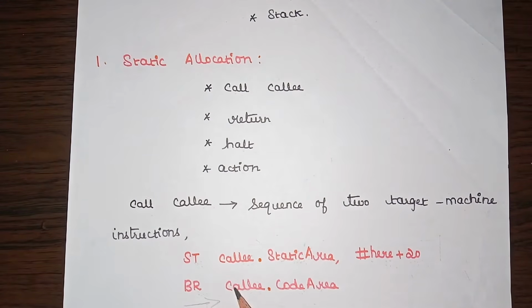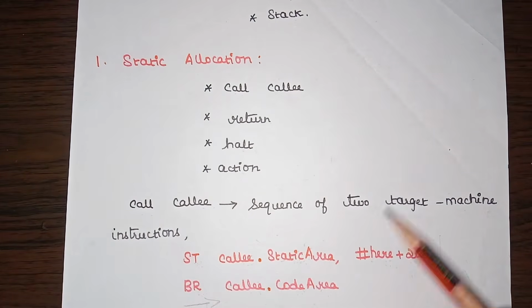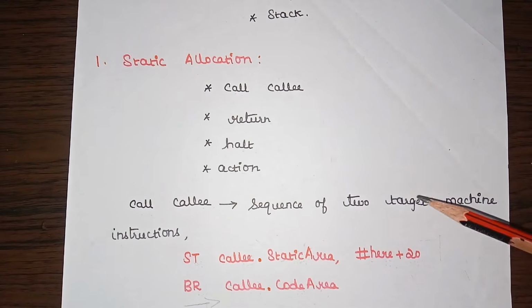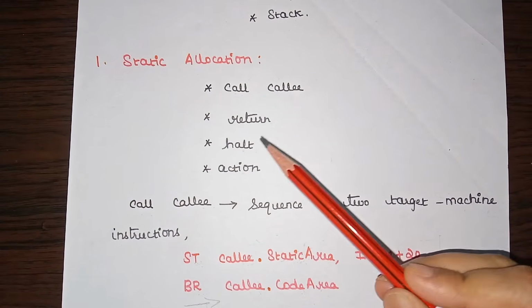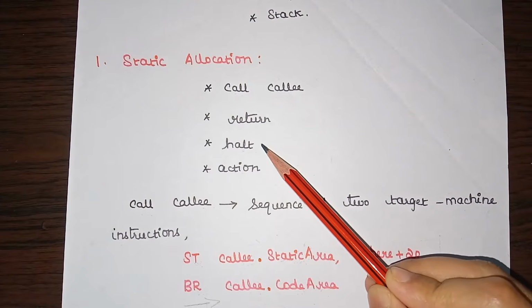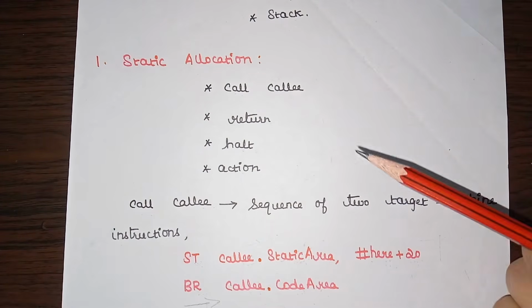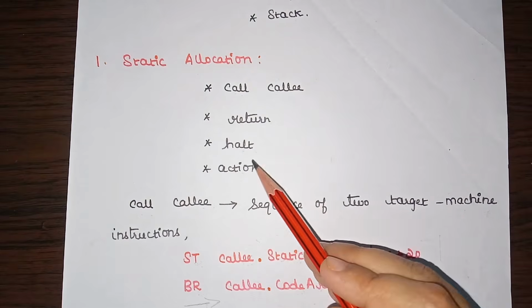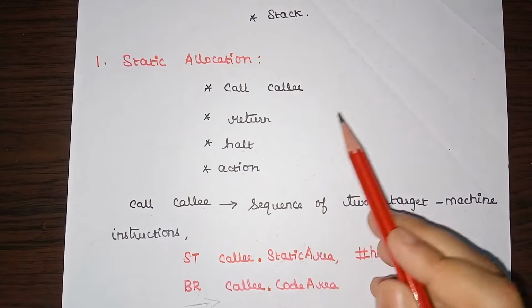And always the code for the procedure ends with a return to the calling procedure. So for that purpose we are using this return, which should be used in a procedure, and always a procedure should end with that return to the calling procedure. And here we are using the instruction called halt. This instruction halt returns the control to the operating system. So that is the final instruction that is to be used in a code.